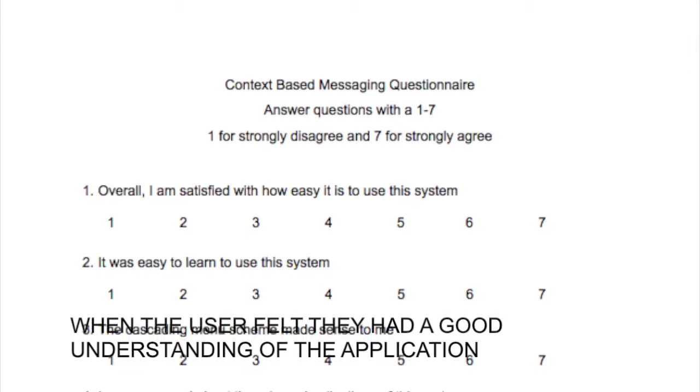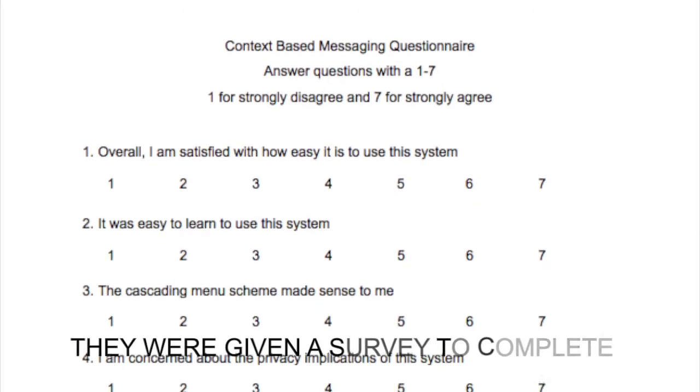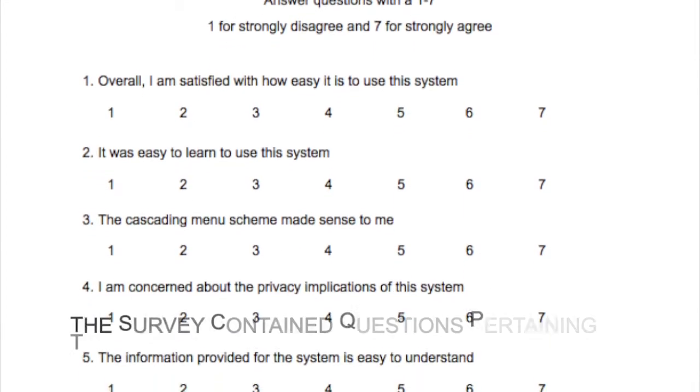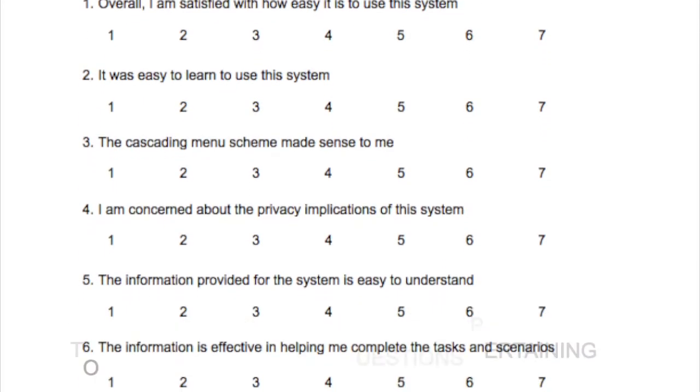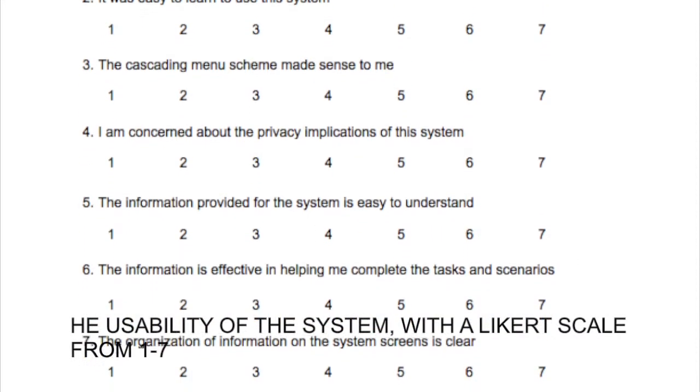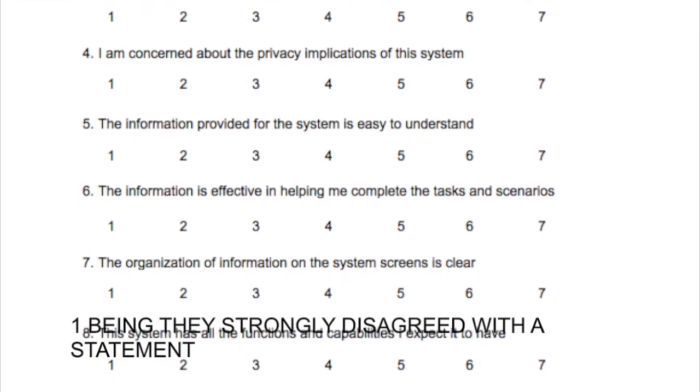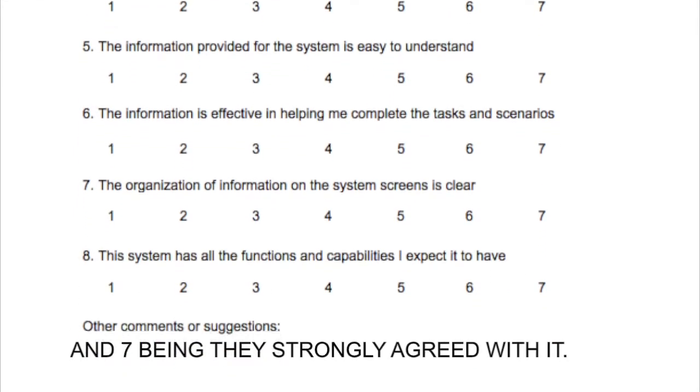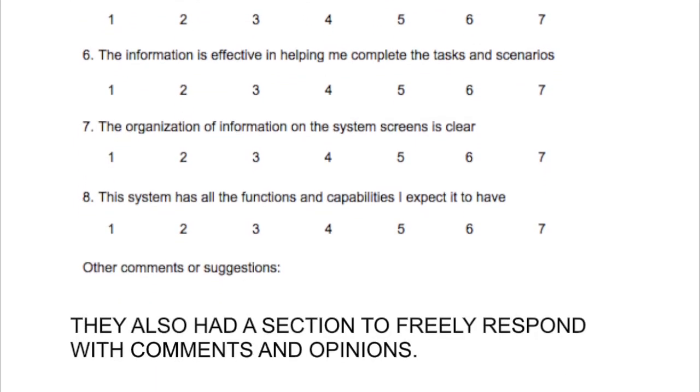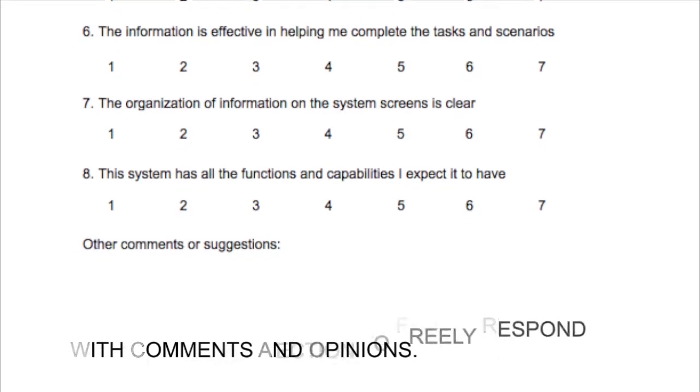When the user felt they had a good understanding of the application, they were given a survey to complete. The survey contained questions pertaining to the usability of the system, with a Likert scale from 1 to 7, 1 being they strongly disagreed with the statement and 7 being they strongly agreed with it. They also had a section to freely respond with comments and opinions.